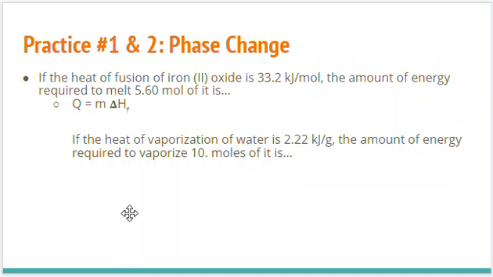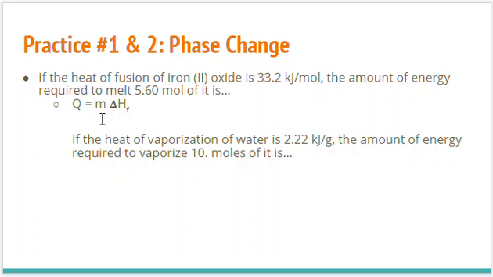So with our phase changes, we have a relatively simple formula here. Q equals m delta H fusion, or we can use the heat of vaporization. So we're just going to dive in here on a practice problem. If the heat of fusion of iron(II) oxide is 33.2 kilojoules per mole, the amount of energy required to melt 5.6 moles of it is?